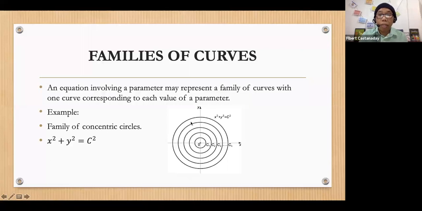So the equation to represent this family of curves is x squared plus y squared equals c squared. It means that this c represents the radius, right? So each value of the radius represents one circle. Just like this one, c sub 1 is the radius of the first circle, so you have one equation here. c sub 2 is the radius of the second circle, and so on. So that is what you will do.